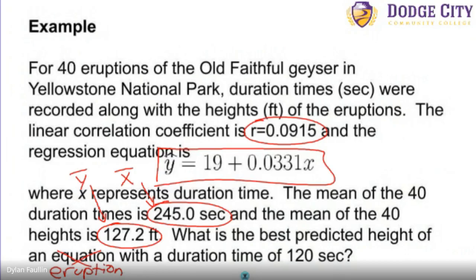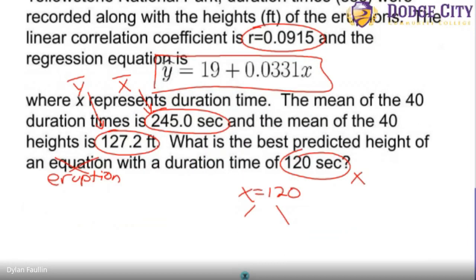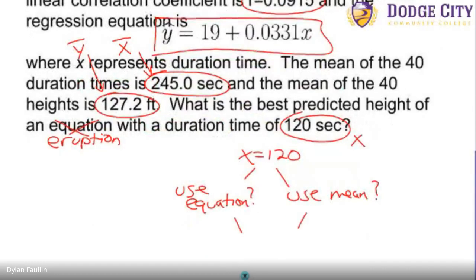What is the best predicted height of an eruption with a duration time of 120 seconds? That's the value of x they're giving, 120 seconds. But again, we have to make a choice. We have to decide, if x is equal to 120, how to make our prediction for y. Should we use the equation to make the prediction, or should we use the mean to make our prediction for y? We want to know what y is equal to.